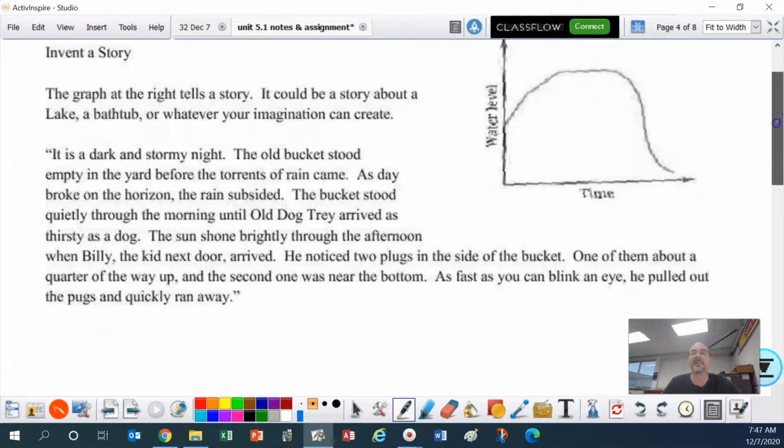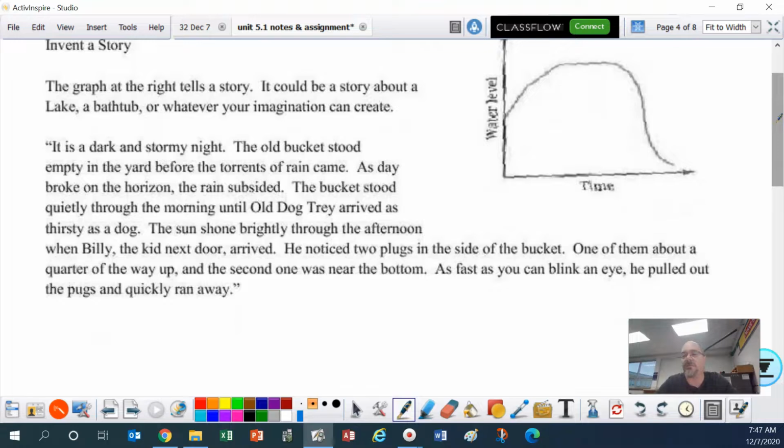All right, so our last one is an invent-a-story. We see that we have a graph with time at the bottom and water level. The graph at the right tells a story. It could be a story about a lake, a bathtub, or whatever your imagination can create. Here's the little story that came with this graph when I found it.